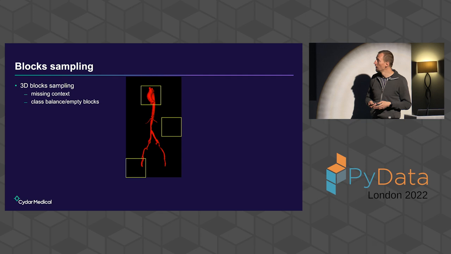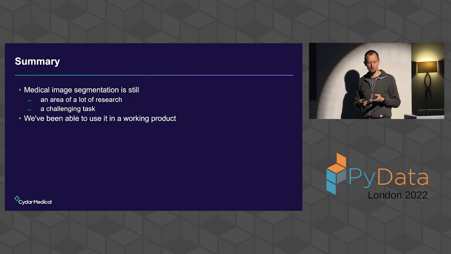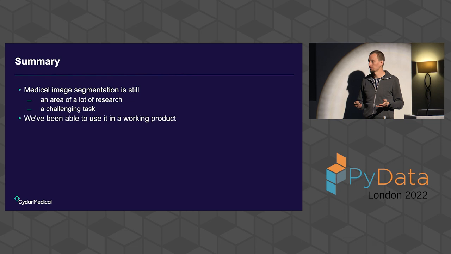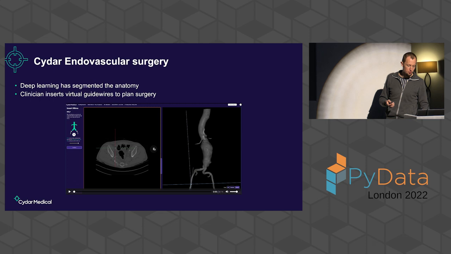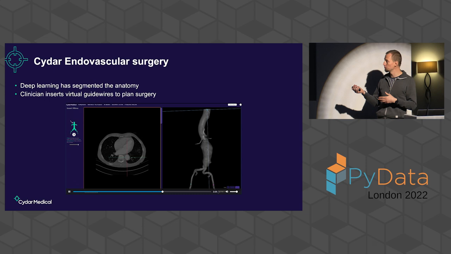To summarize this part, I showed that medical segmentation is still a challenging task. It's an area of active research, and we've been inspired by the work done to use it and apply it in a working product. So how does this work then? Whenever a new CT scan comes in to our system, it gets directly segmented by the deep learning model, and then is available for the clinician in a planning tool to work on.